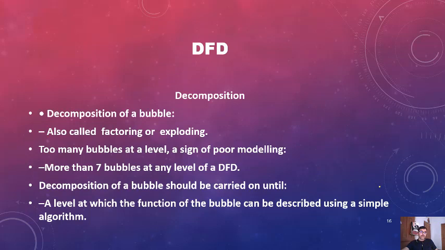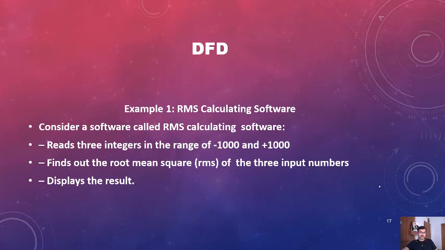So here we will look at the first example. The first example says that there is a software system called RMS calculating software, root mean square calculating software, which reads 3 integers from the user in the range of -1000 and +1000, and it finds out the root mean square of these 3 input numbers and then displays the output, that is, displays the result.